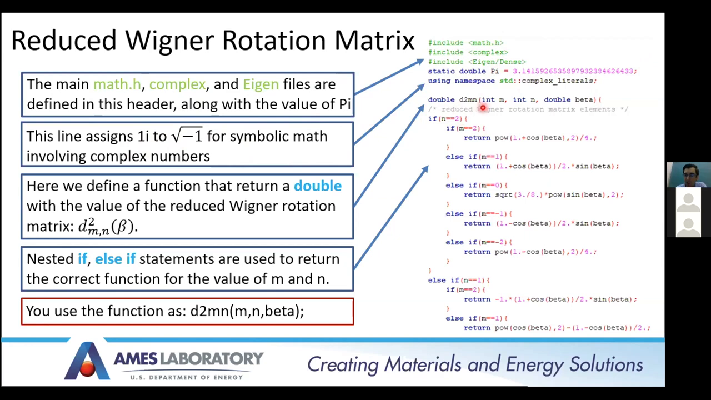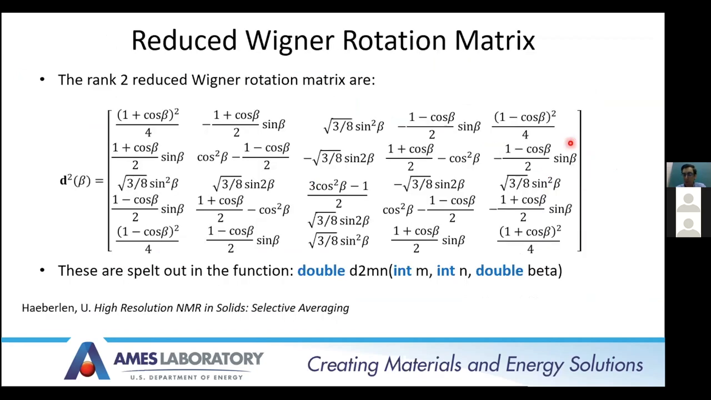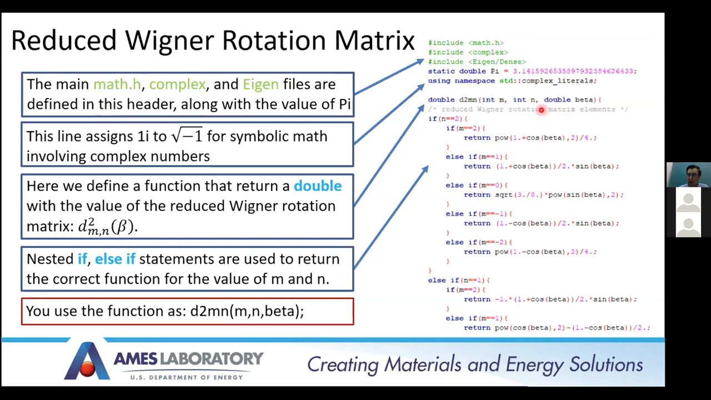So in this d2mn function here, you'll just notice that all it is is a series of if and else if statements that checks whether the values of n and m correspond to a particular set. For example, if you have n and m of 2, it'll execute this line of code here, which just returns the value of (1 plus cos beta) squared over 4, which would correspond to this matrix element here. And so it does this for every value of m and n. The function is declared as d2mn, an integer for m, an integer for n, and a double for beta. And so when you call this, if you write out d2mn and then parentheses 2, -1, beta, it'll just return this value directly for what this operation is.